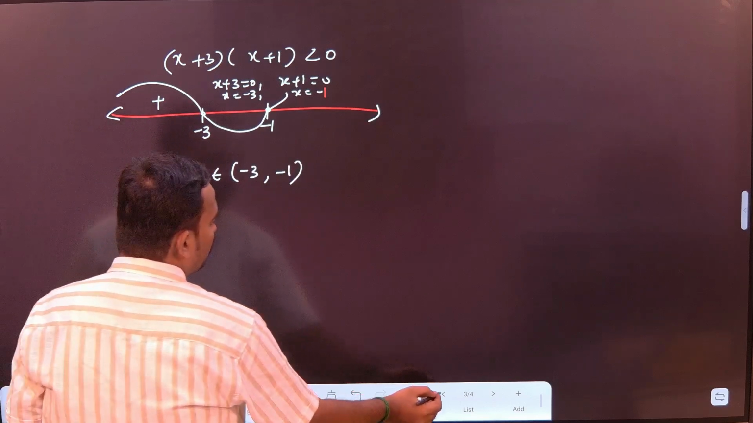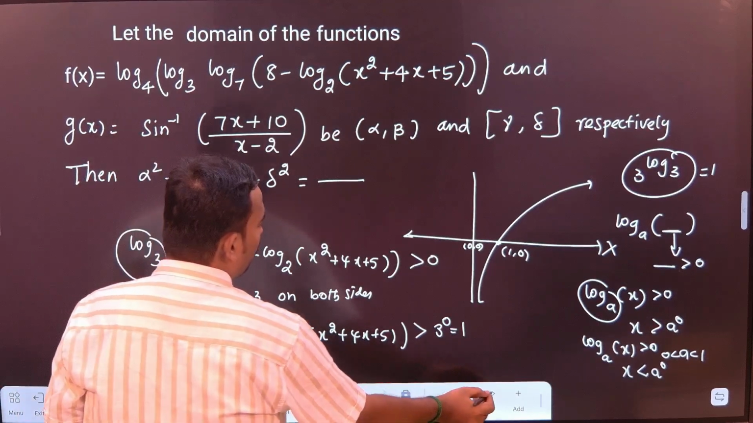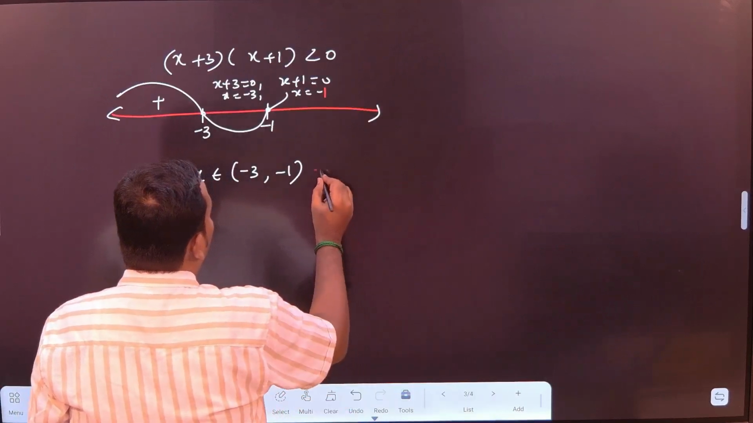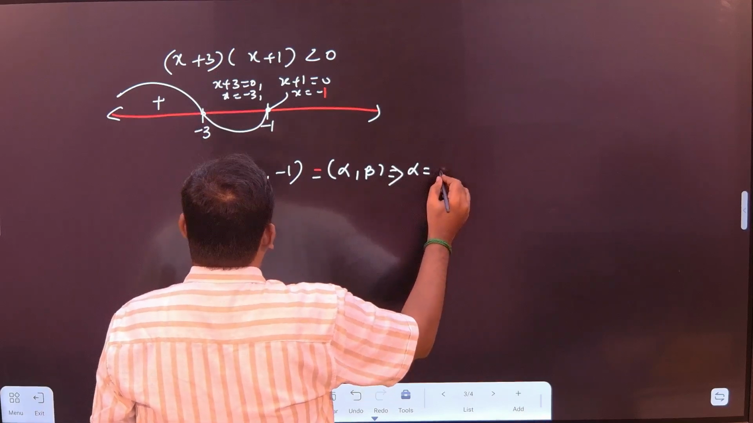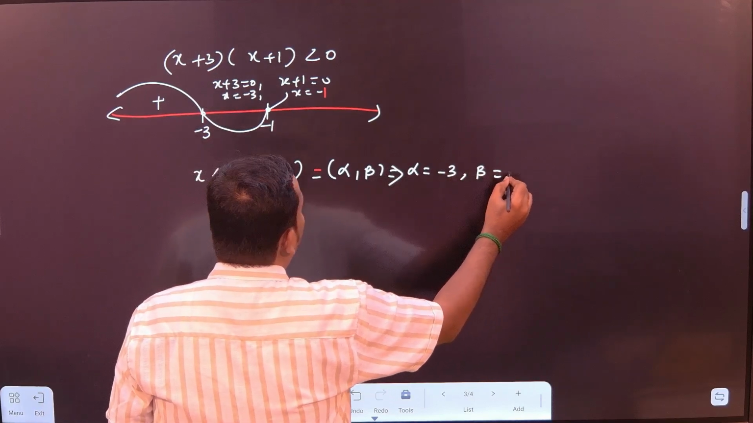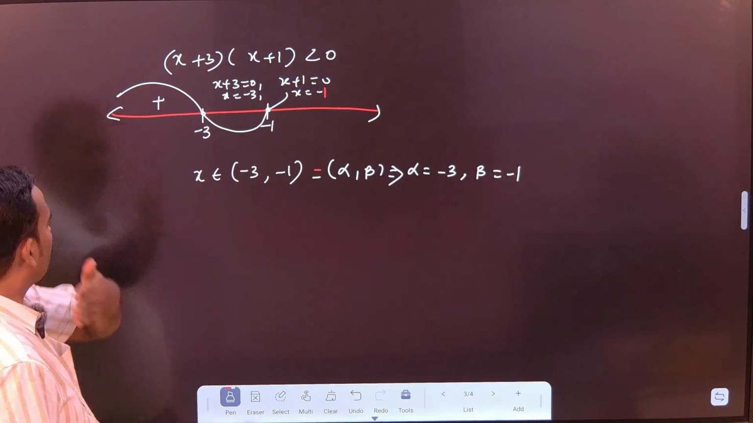So this is given to you: the open interval alpha beta. Therefore alpha here is minus 3, beta here is minus 1. Clear? Okay. Let's do the second one.